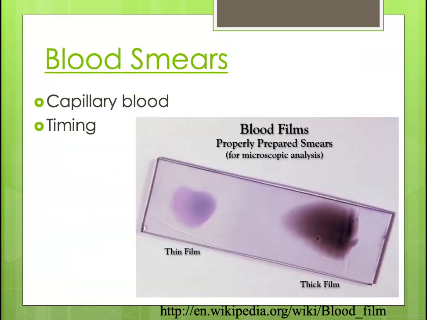So I mentioned we ideally are doing it on capillary blood. And here's a picture. You shouldn't be able to read through thick blood smears, and you should be able to read through a thin film. The timing is important. You want to do it in between paroxysms because that's when the most parasites should be in the bloodstream. And like with any other parasite testing, you don't just do one. You do several of these over 2 to 3 days.